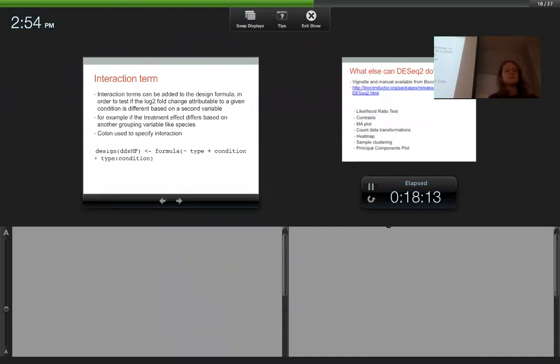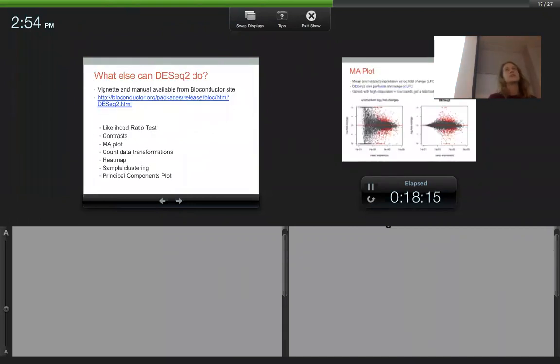Because it's often important to test your data for both, right? You want to see what's responding to your factors, but also if your factors are interacting. So don't forget to do that. There are a number of great vignettes and manuals available for DESeq2.